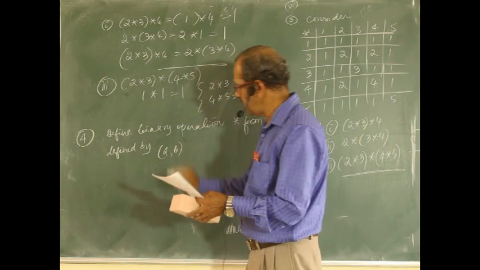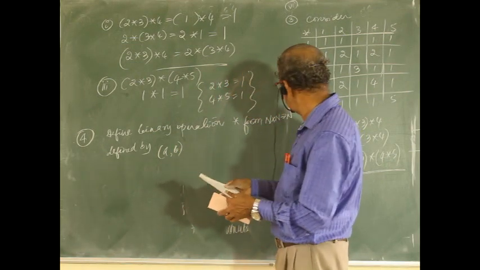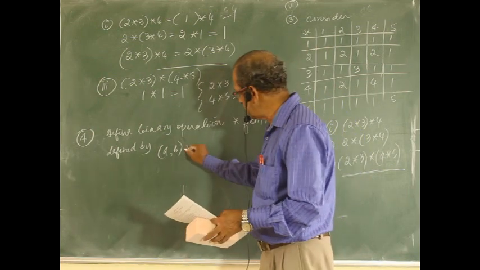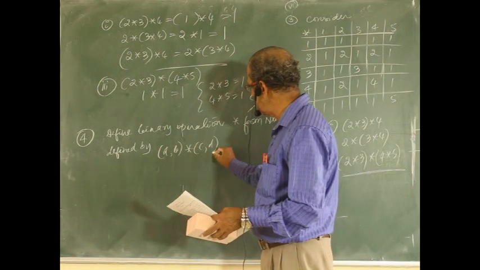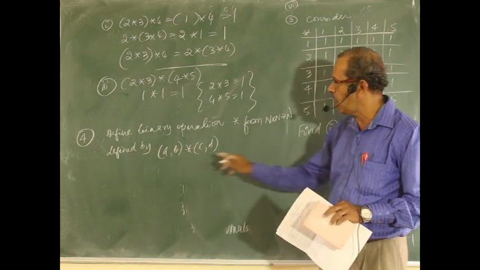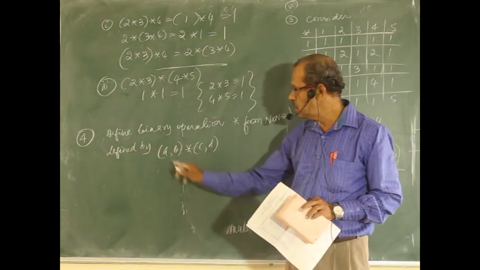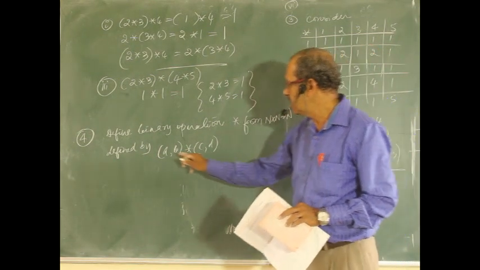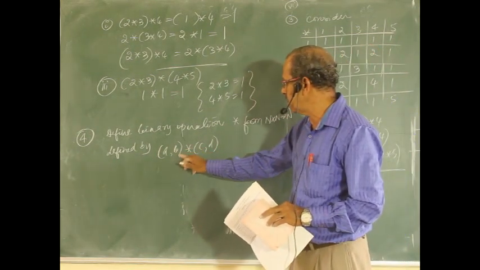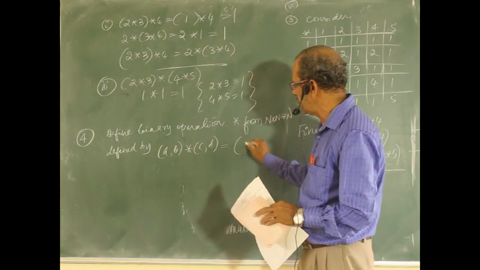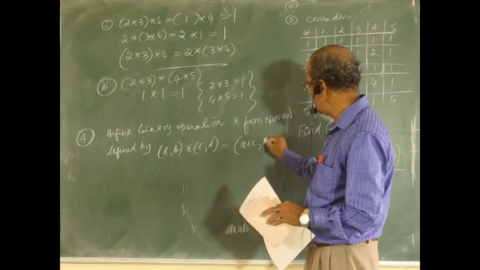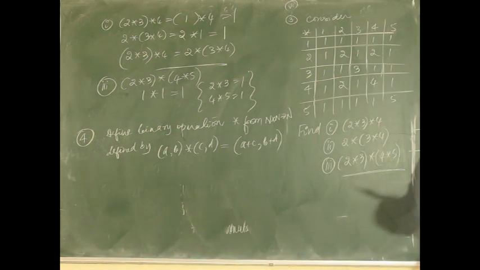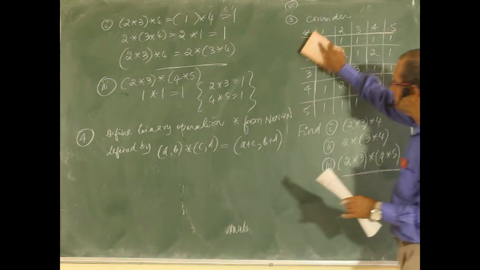a comma b star c comma d, because N cross N means ordered pair of numbers. Two ordered pair of numbers now. a comma b star c comma d equal to a plus c comma b plus d. This is the binary operation.